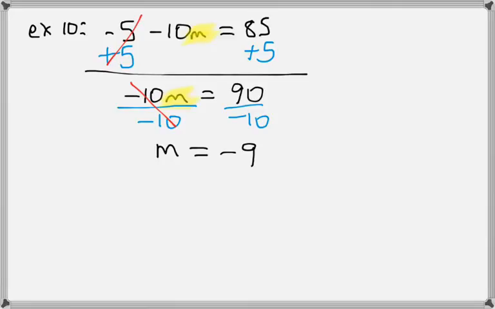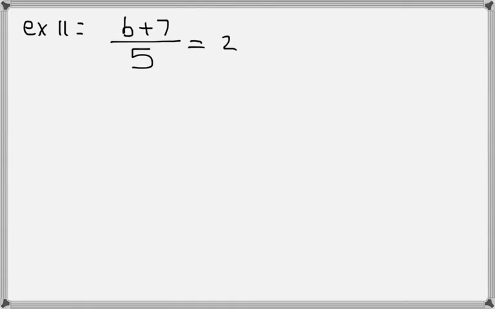Let's look at another example. Here we have b plus 7 being divided by 5, all equal to 2. Well, what do we want to isolate? We want that b by himself. Right now, 7 is being added to him, and then that total is being divided by 5. So we first have to get rid of that 5. So how do we undo divide by 5? We multiply both sides by 5.